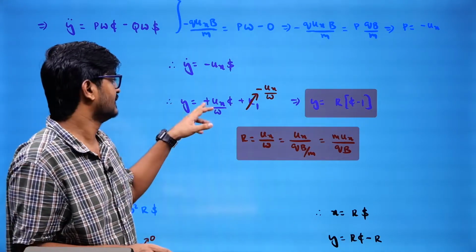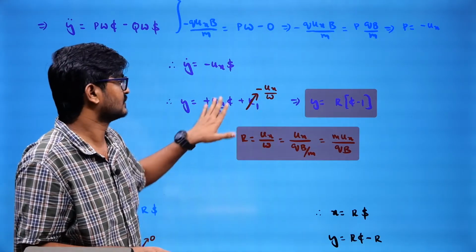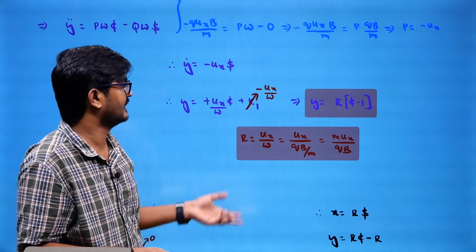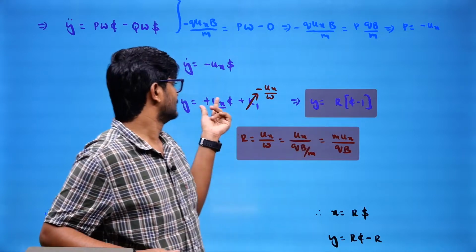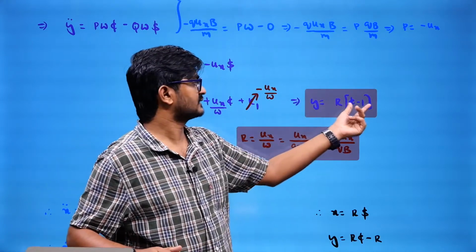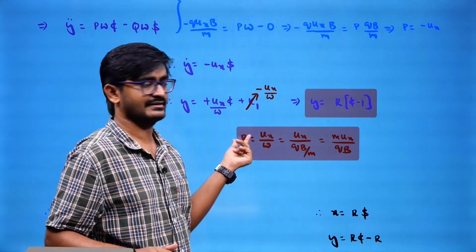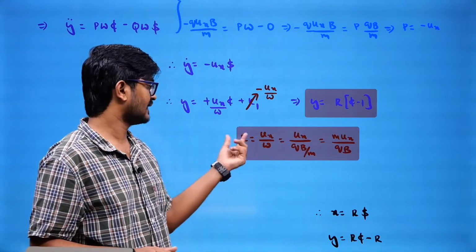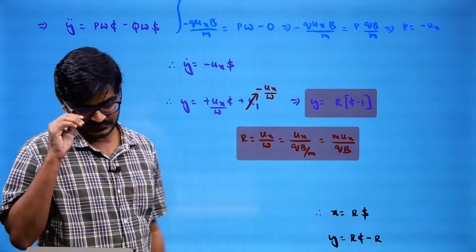So the meaning is, when I substitute t equal to 0, this total term has to become 0. So this one will become ux by omega. So the remaining constant must be minus ux by omega. So from here what can I get? I can get y coordinate as ux by omega into cos omega t minus 1. That ux by omega, I am assuming it as some r. So r will turn out to be how much? m into ux by qb anyway.